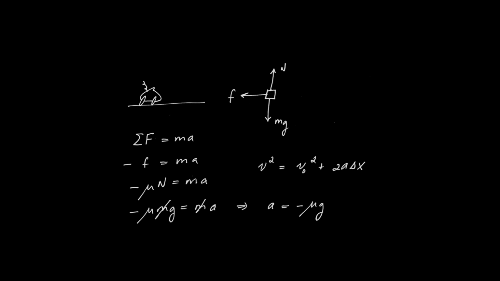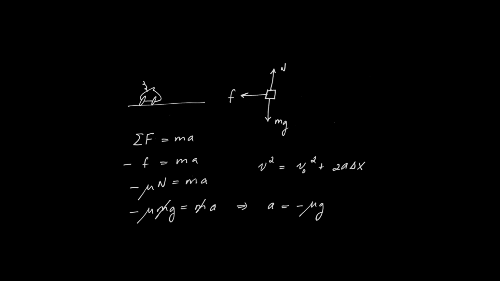By looking at the natural constraints or conditions that act on this object, I'm able to determine the acceleration, which is negative mu times g. I like the fact that it's negative, because in order for this car to slow down, I'm going to have to subtract velocity in every moment.